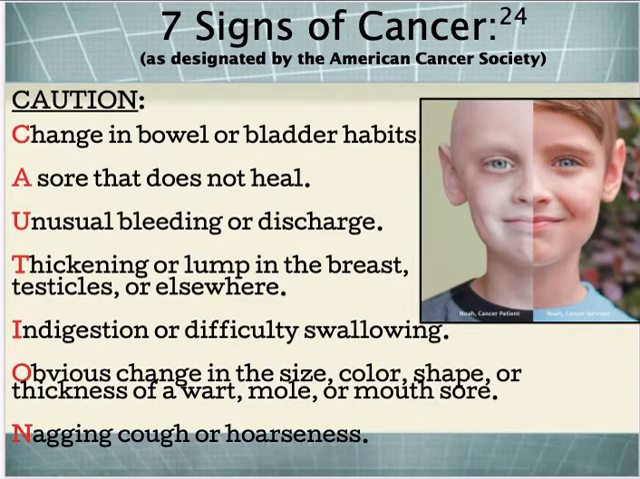You can remember these by using the word CAUTION. You can see that goes down the left side in the red letters. Change in bowel or bladder habits. A sore that does not heal. Unusual bleeding or discharge. Thickening or a lump in the breast, testicles, or elsewhere. Indigestion or difficulty swallowing. Obvious change in the size, color, shape, or thickness of a wart, mole, or mouth sore. And a nagging cough or hoarseness.